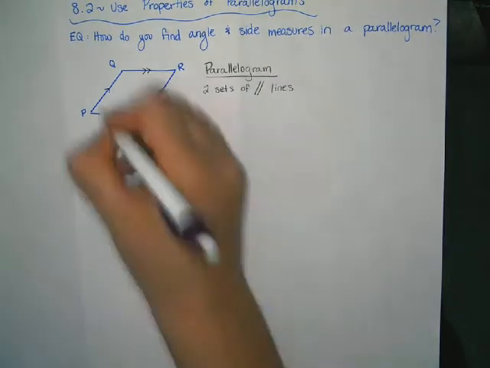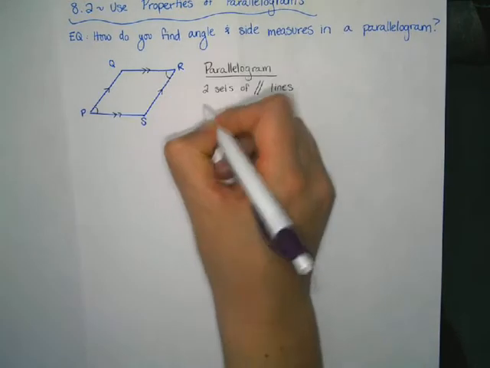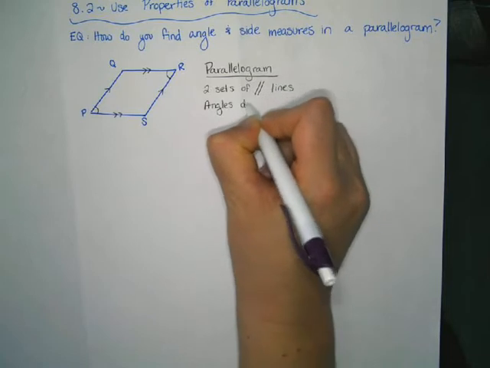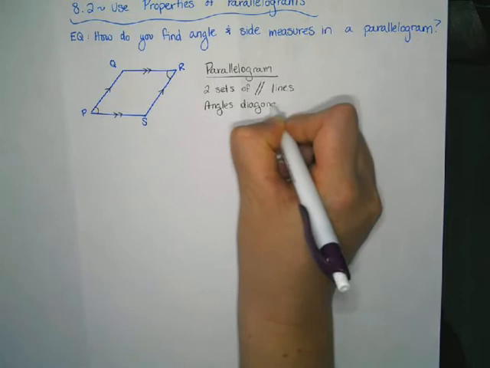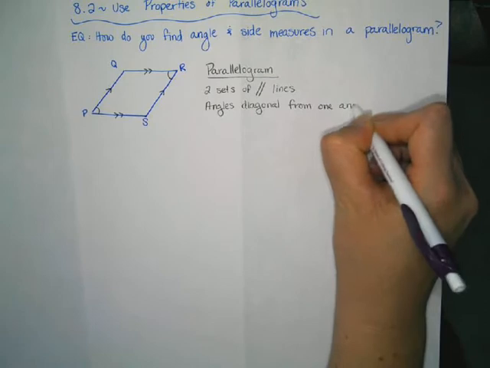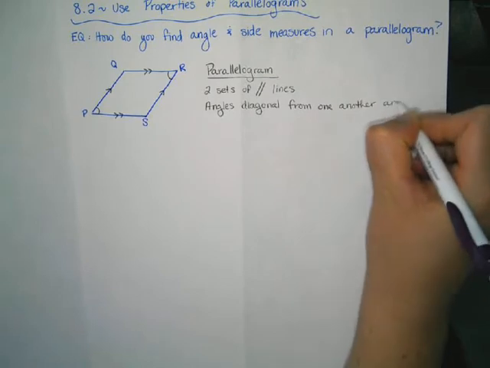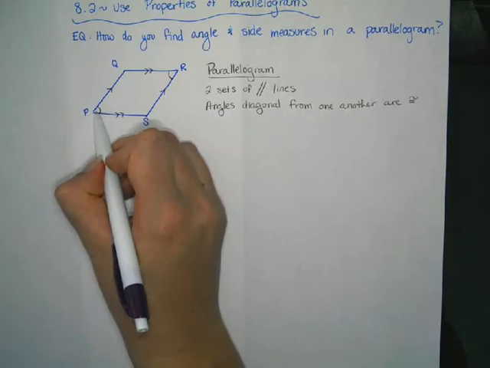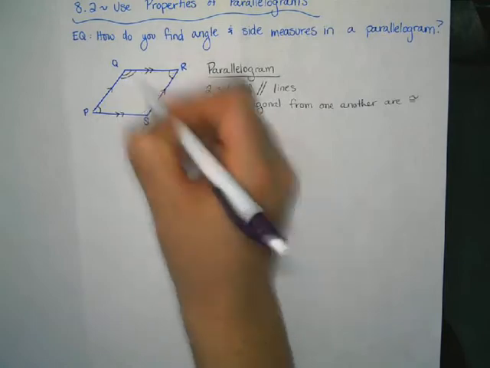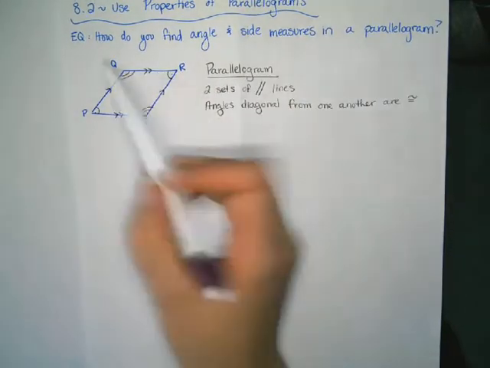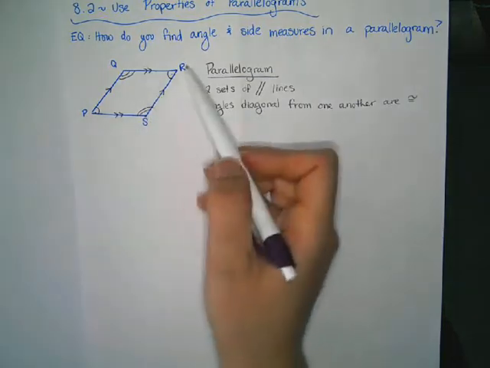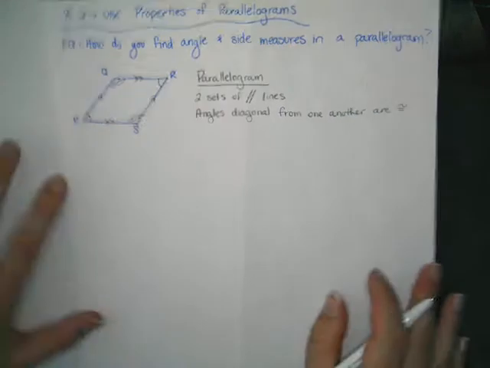The angles across from one another, so the angles diagonal from one another, are congruent. So if this is 30 degrees, what's that? Good. You also need to know that these two are also congruent to one another. Notice these two are obtuse angles, these two are acute angles, but the acute ones are congruent and the obtuse ones are congruent.